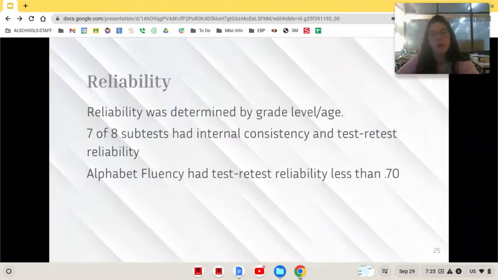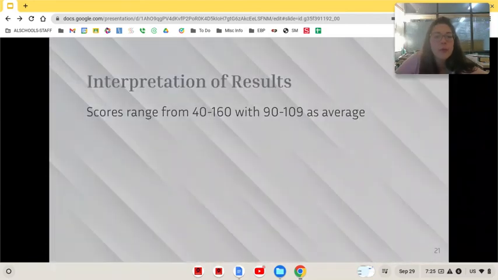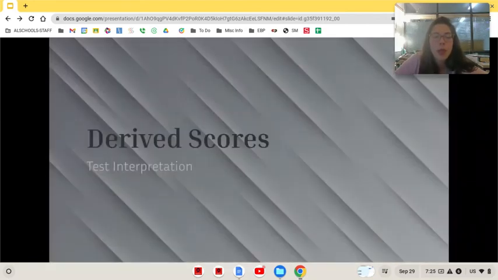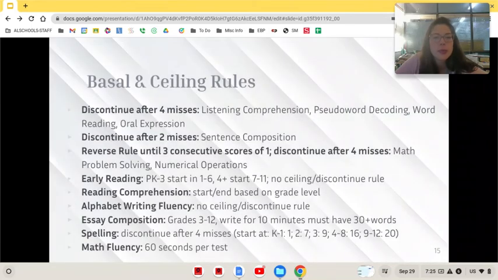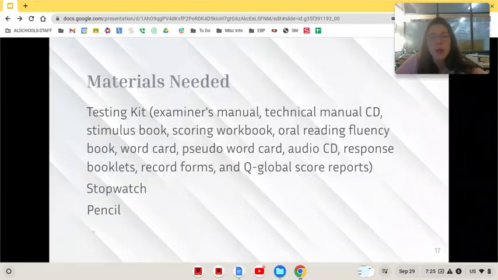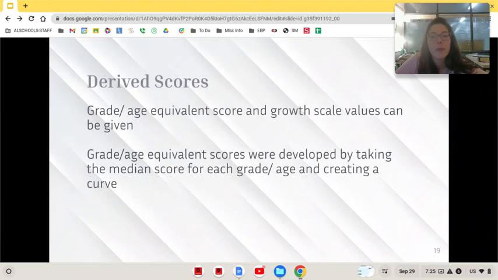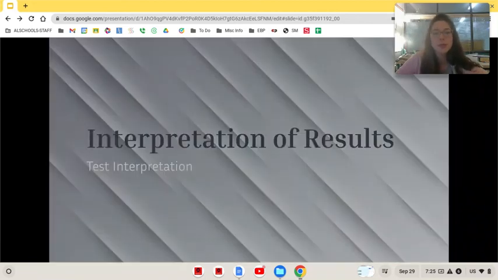Reliability, and then followed by validity. It was determined by grade level and age. 7 of the 8 subtests had internal consistency and test-retest reliability. The one that did not was the alphabet fluency. I believe that was the one where they had to write the alphabet. And that one also was not a required test for the total composite score.